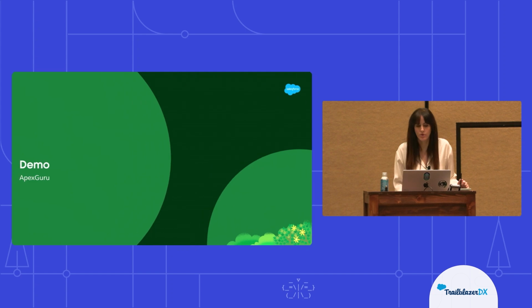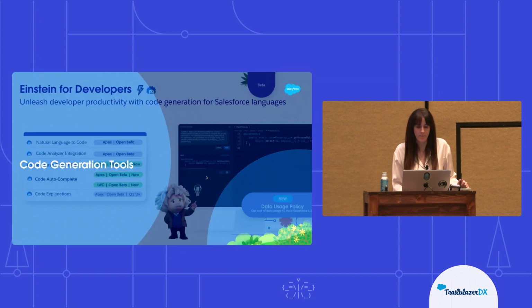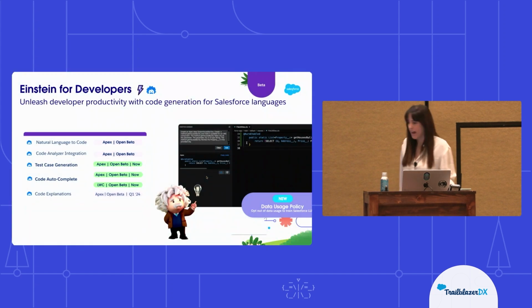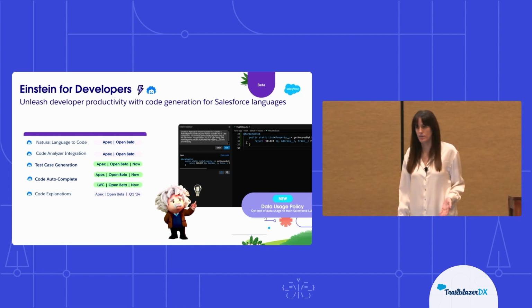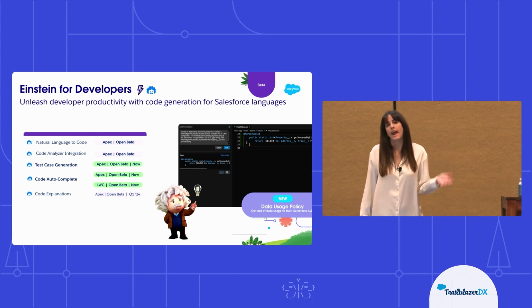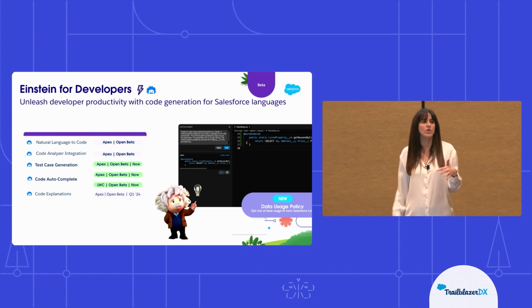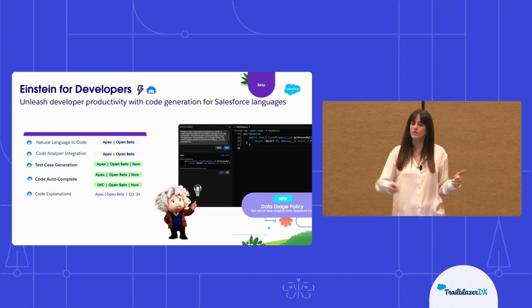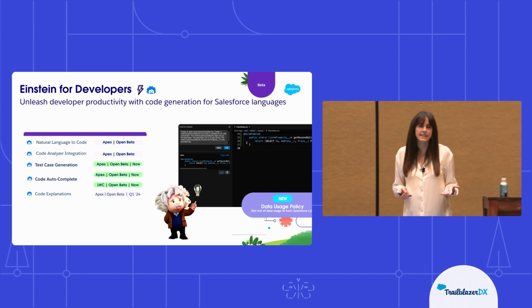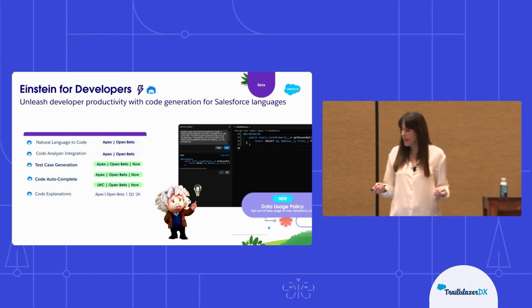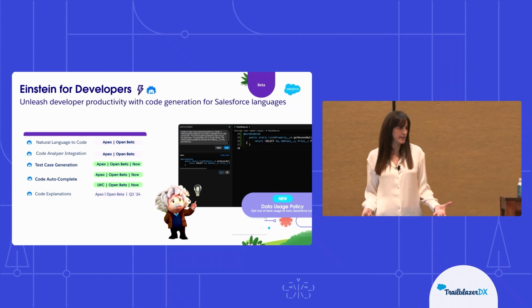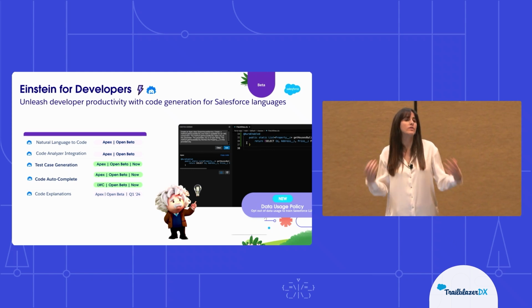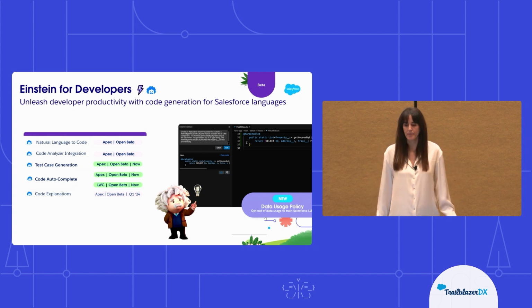So it's interesting. Great. And lastly, I want to talk about our code generation tool, Einstein for Developers. So this is a Visual Studio Code extension, also a Code Builder extension, of course, that was released a few months ago in beta. And we've been making some improvements to it, so we continue improving it and delivering new functionality.